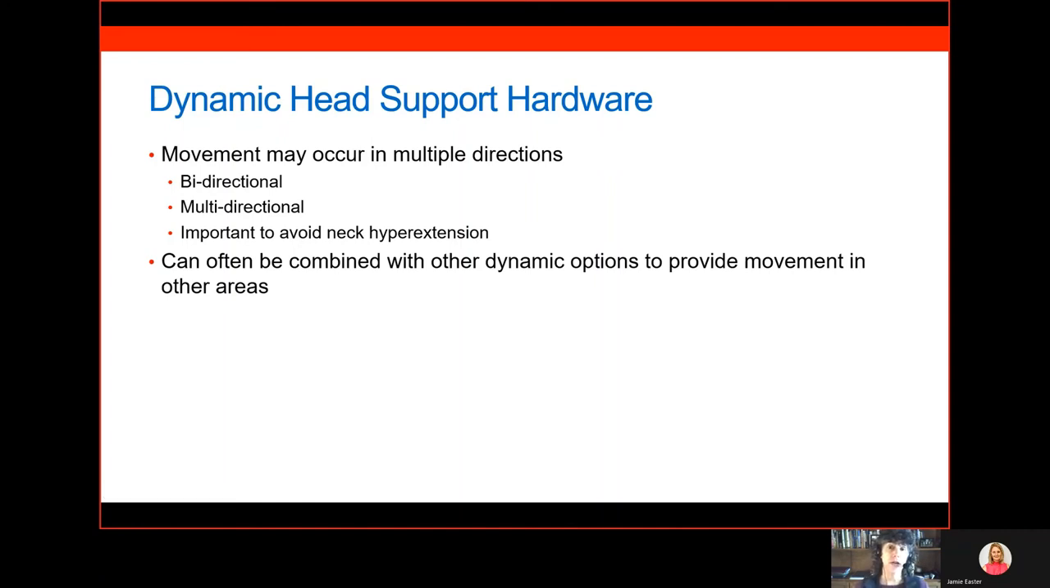It's very important that no matter how the component is designed to capture force from the client, the client is not moving into neck hyperextension. Neck hyperextension increases the risk of aspiration. It makes a swallow less safe. It can impact breathing, and it certainly impacts vision. So we want to capture neck extension without allowing the client to move into neck hyperextension, if at all possible. Again, we can combine this with dynamic seating at the hips and at the knees as appropriate.